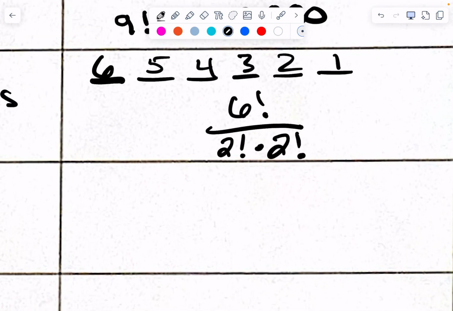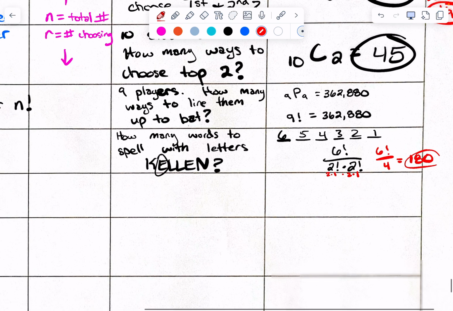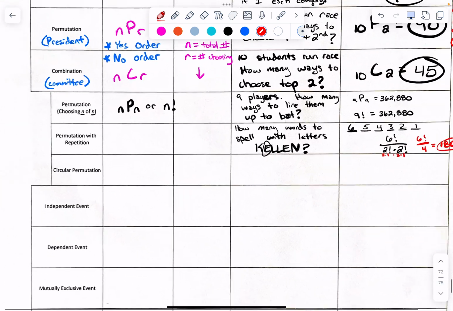By the way, what is 2 factorial? 2 times 1. So I could just take 6 factorial and divide by 4, right? And that is 180. So there are 180 different arrangements. Most of them will not be words at all; we'll have some really weird spellings of the letters of Kellen, but it doesn't matter. 180, okay? All right, what's the formula?